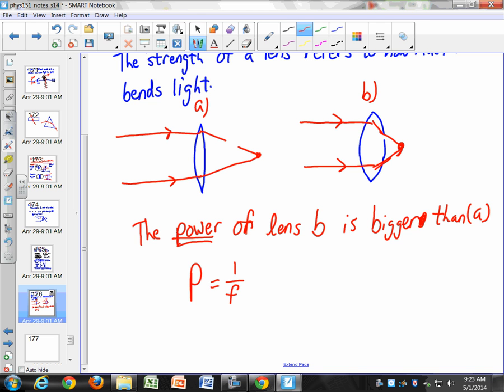These are parallel rays, right? So the focal point will be at the point where the rays focus. The focal length of lens A is that distance, but the focal length of lens B is that distance. So lens B, which has a higher strength or a higher power, has a shorter focal length. And it's because of this inverse relationship. Since f is small, P is big. Lens B has a short focal length, so a high power.